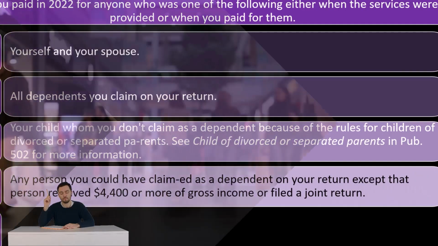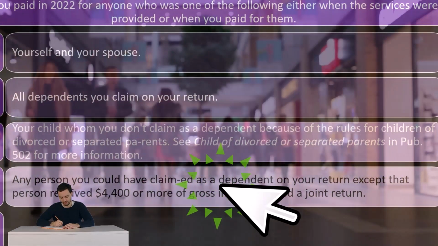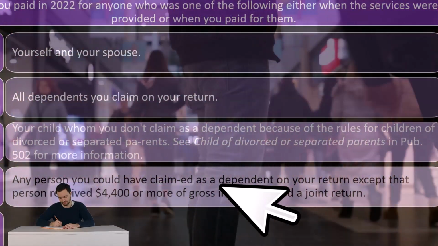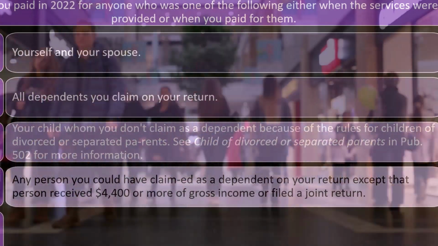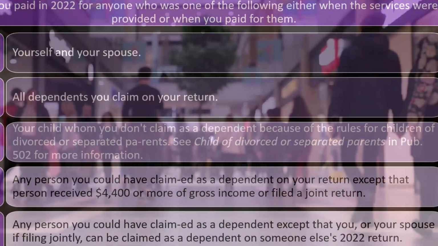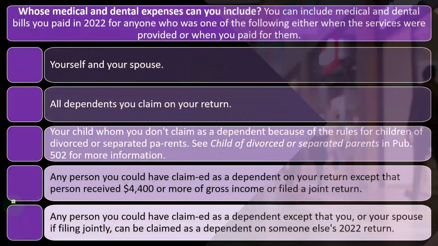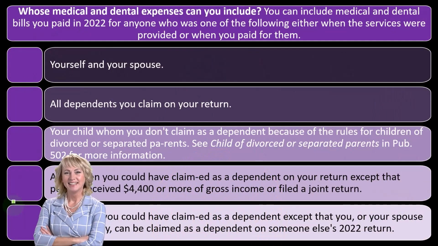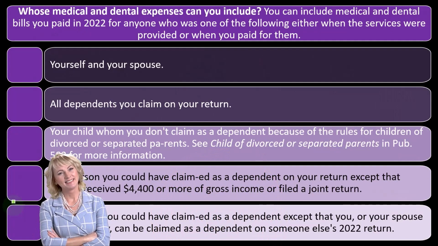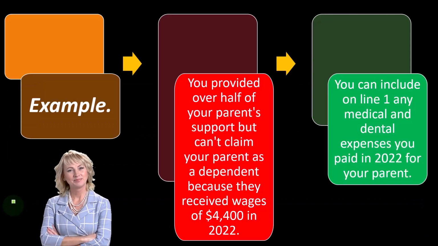You can see the child of divorced or separated parents in Publication 502 for more information there. Any person you could have claimed as a dependent on your return except that person received $4,400, so they're over the income threshold, or more of gross income or filed a joint return. Any person you could have claimed as a dependent except that you or your spouse, if filing jointly, can be claimed as a dependent on someone else's 2022 return.